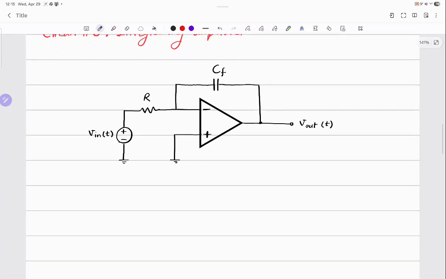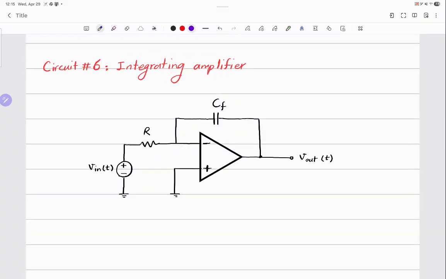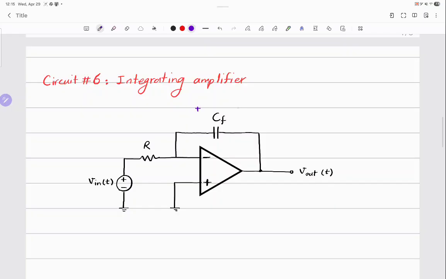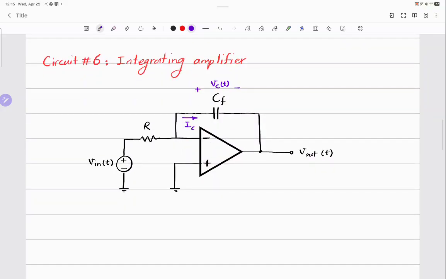Let's swap places for resistor and capacitor and see what happens now. Okay. I'm going to call the voltage across the capacitor VC here in this circuit. Of course, because everything is a function of time, I'm writing it as Vc of t. And also I'm calling this current I, or IC, let's call it IC of t.